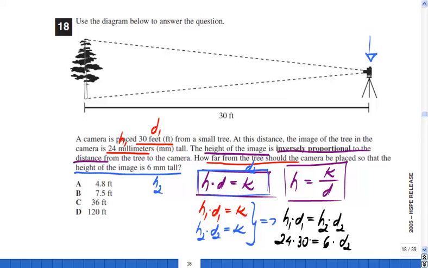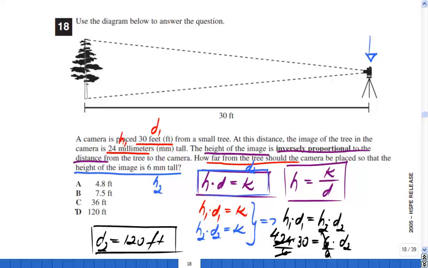To find the second distance here, I will not multiply 24 by 30 because I need to find d2. I'm just going to divide both sides by 6. 6 divided by 6 will be 1, my d2, my second distance. Here I can simplify because 6 goes into 24 4 times. And as you guys can see, the second distance, d sub 2, should be 120 feet. And that's why D is the answer here.